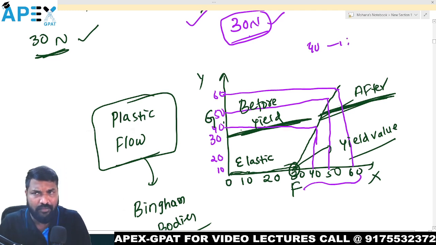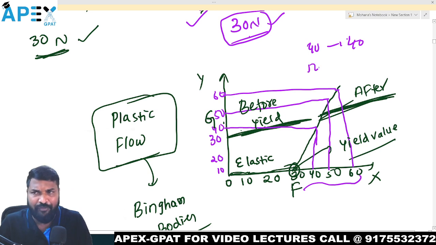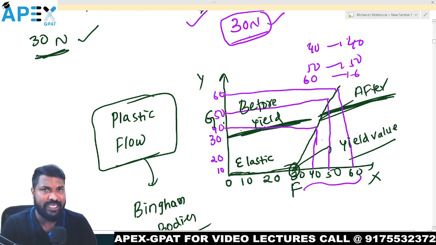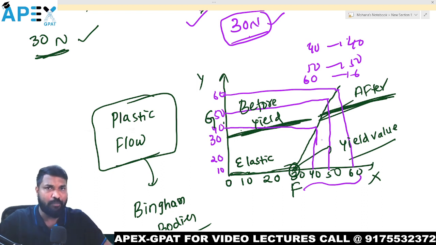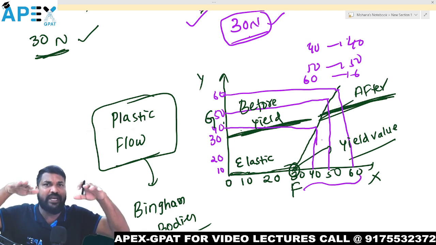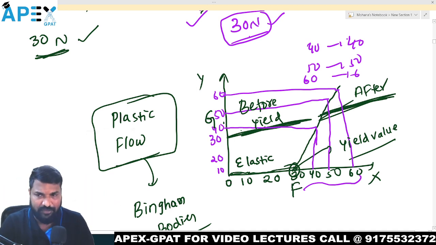40 का 40 मिला, 50 का 50 मिला, 60 का 60 मिला. मतलब after yield value the flow behaves like a Newtonian, because there is a proportional increase now. The shear stress and the shear rate, both are proportional after yield value. That's why after yield value, this behaves like a Newtonian flow.